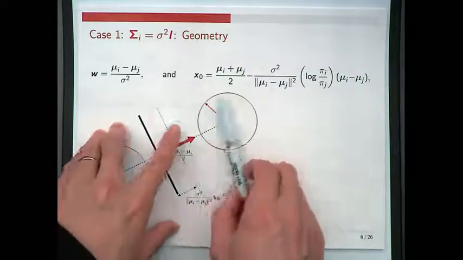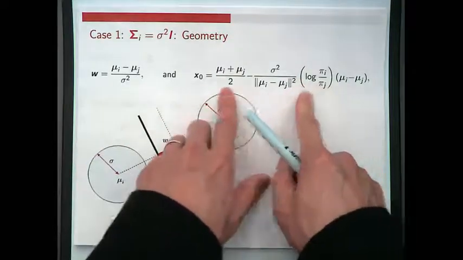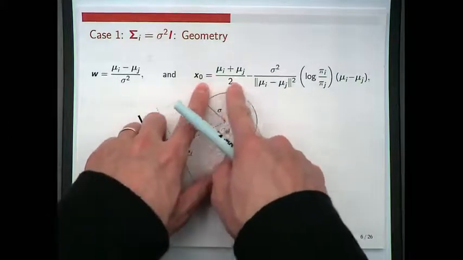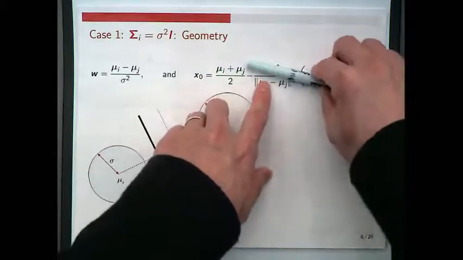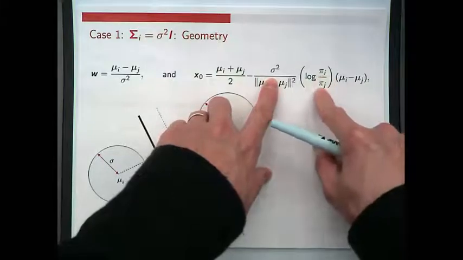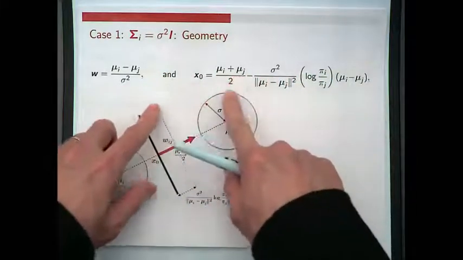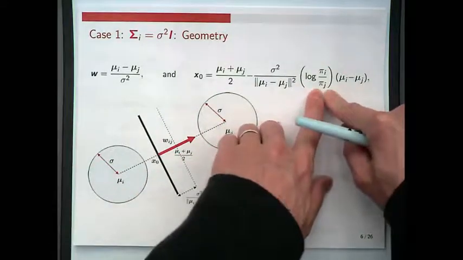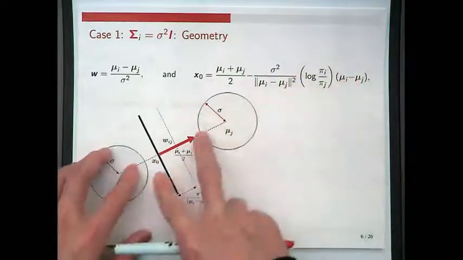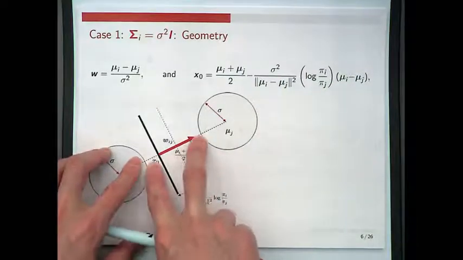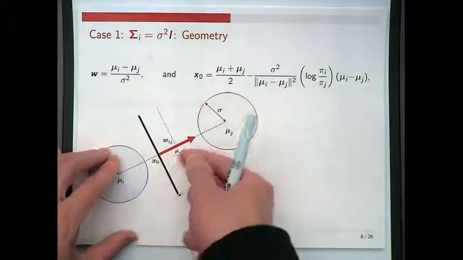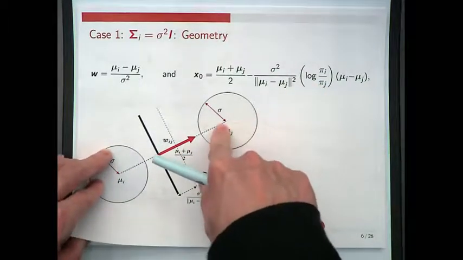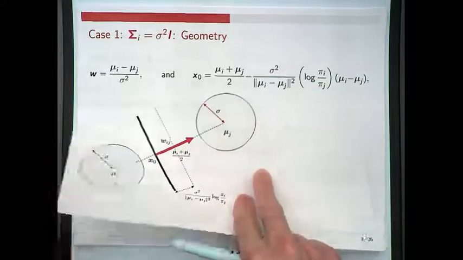Now, the offset of the separating hyperplane is, of course, in the middle. And then it depends on this term. And this is the location of your y-intercept. And you see that if you don't have any pi i and pi j, you remove this term, then it's just at the middle of the two classes. But because you have pi i and pi j, they're different values, that would add to your shift. If your pi i is big, then you would lean towards mu i. If pi j is big, you will lean towards the other class. So that's the geometry of case 1.